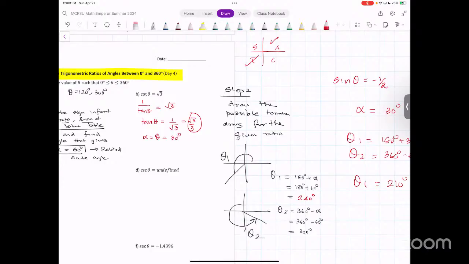The next one, if I rotate the terminal arm, this is moving back to the third quadrant. So this theta is going to be 180 plus 30 degrees. That's supposed to be 210 degrees, isn't it?